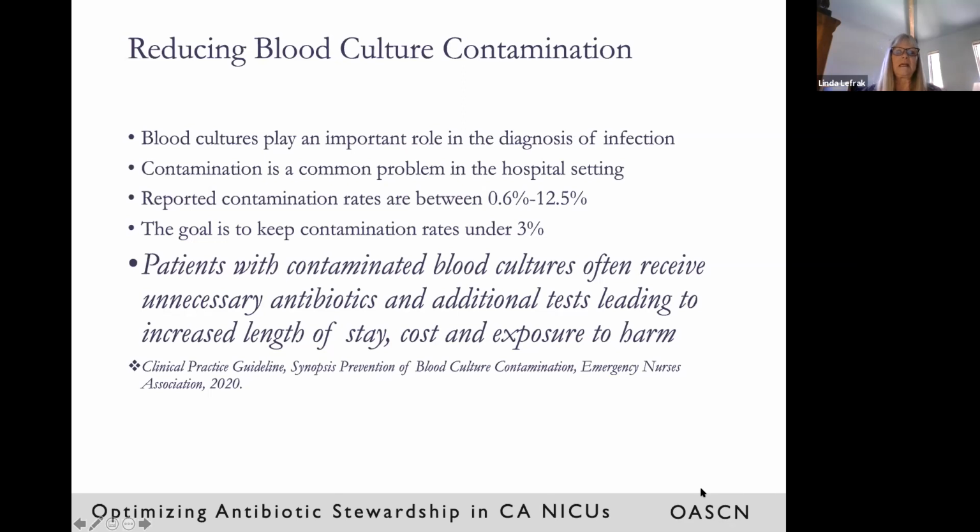But basically, just reiterating that we know what an important role cultures make in the diagnosis. Contamination is a common problem in the hospital setting. Rates of contamination are reported between 0.6 and 12.5%. The goal is to keep it under 3% and probably less than that. And we know if the blood culture is contaminated, it can lead to unnecessary antibiotic exposure, length of stay, cost, and harm. Next slide.